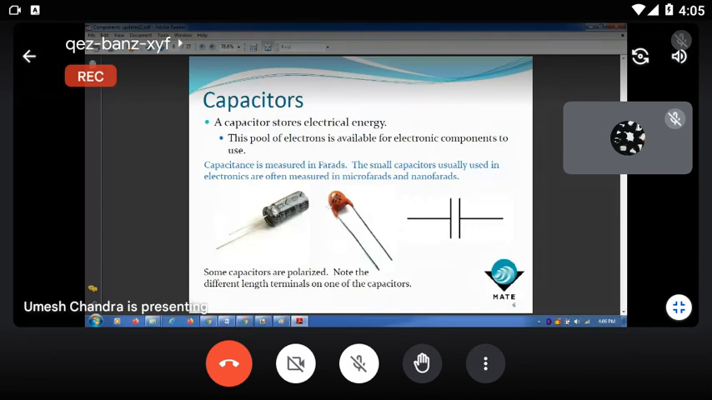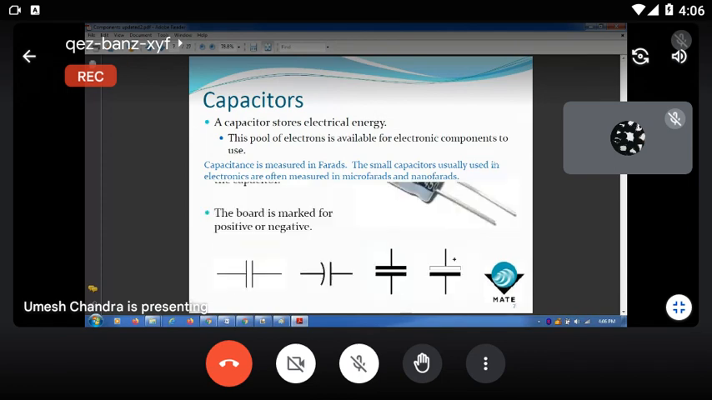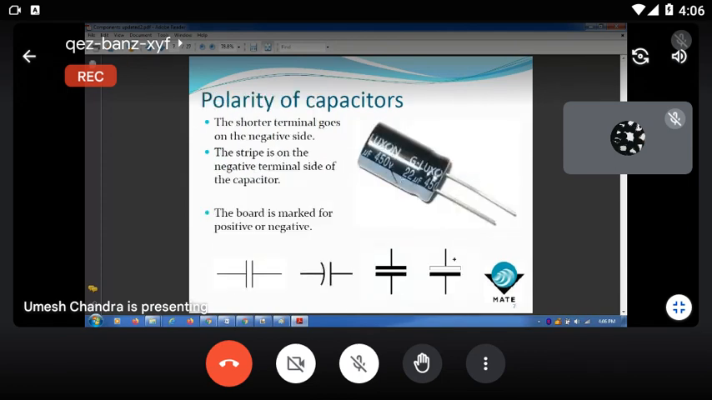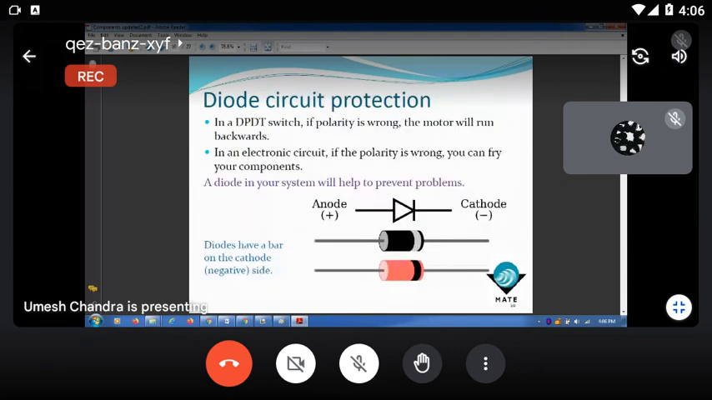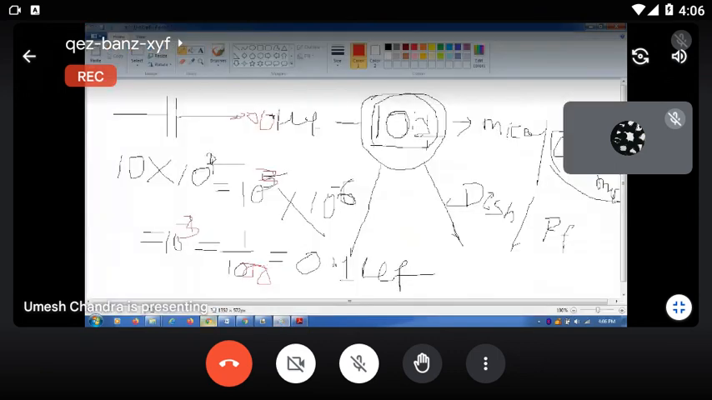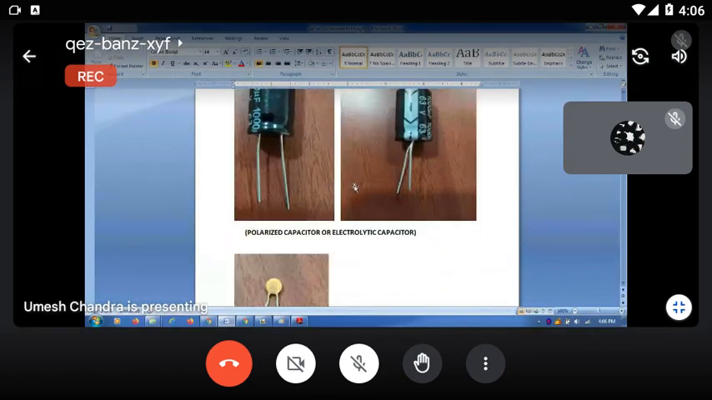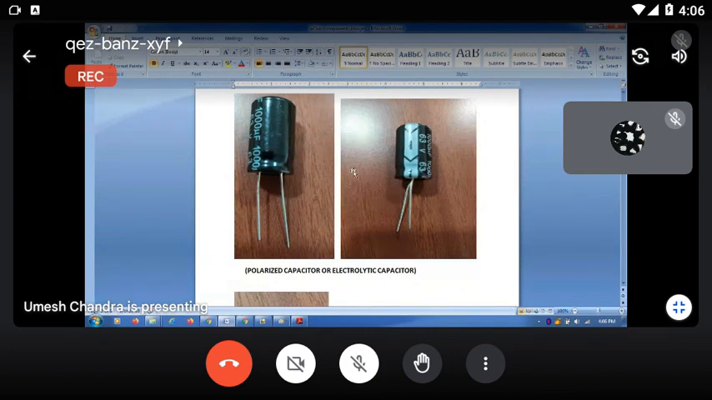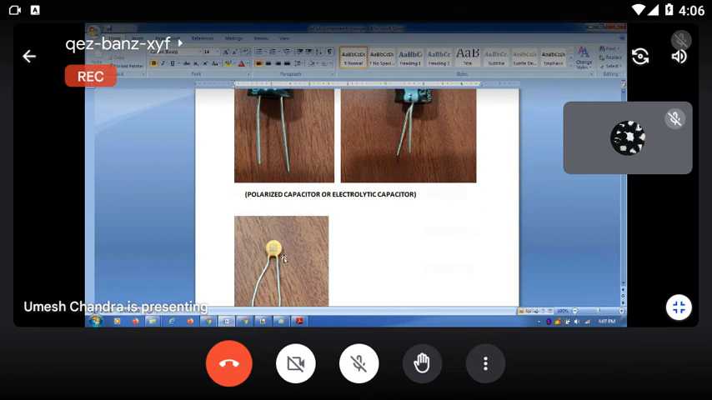Non-polarized capacitor means, first one is the non-polarized capacitor, and here you mark that is silver or white marks indicates the negative. That means small terminal. Another side is bigger, and this is the second one, the non-polarized capacitor. And third one is the symbol of the non-polarized capacitor. Here is the polarity of the capacitor. Positive, negative, simple. Now all of you identify the positive or negative terminal of the polarized capacitor. And then how you converted pico to micro.